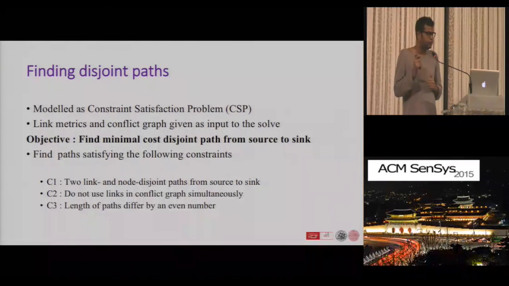The second is that we do not want to use any links which are present in the conflict graph at the same time, because then they can interfere with each other. And finally, we want to ensure that the lengths of the paths differ by an even number. This is to prevent the transmissions from interfering at the sink node.